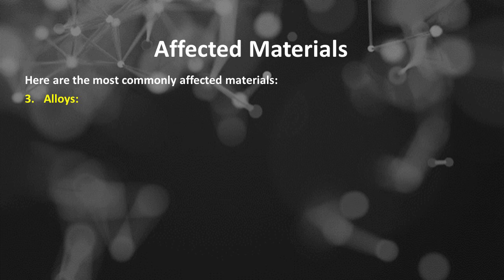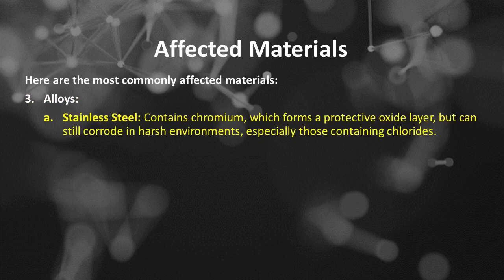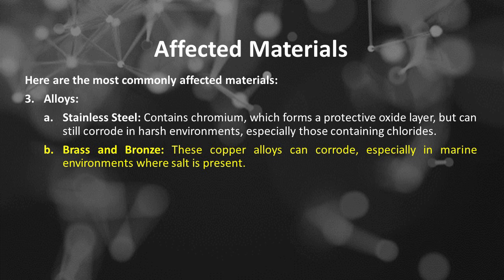Number 3 of the most commonly affected materials is alloys, which includes: Number A of alloys is stainless steel. Contains chromium, which forms a protective oxide layer, but can still corrode in harsh environments, especially those containing chlorides. Number B of alloys is brass and bronze. These copper alloys can corrode, especially in marine environments where salt is present.